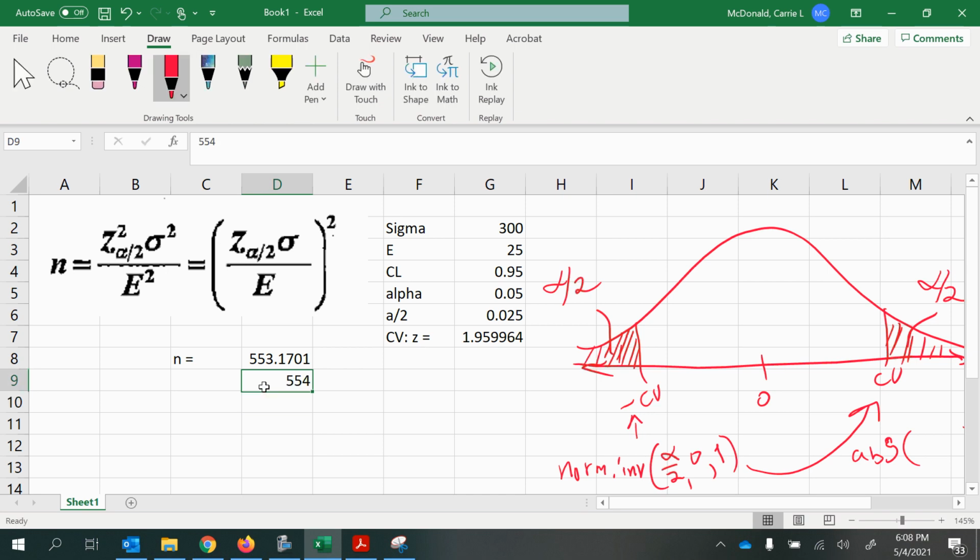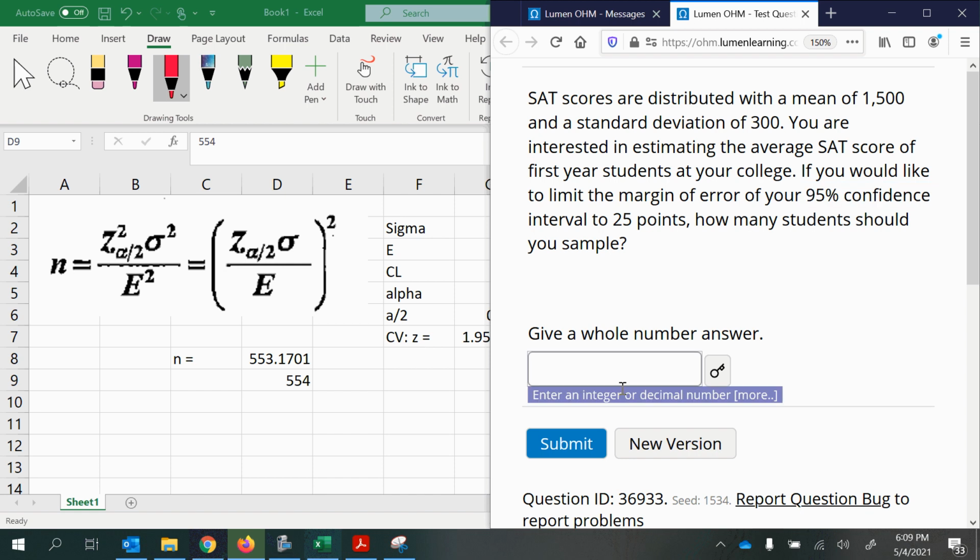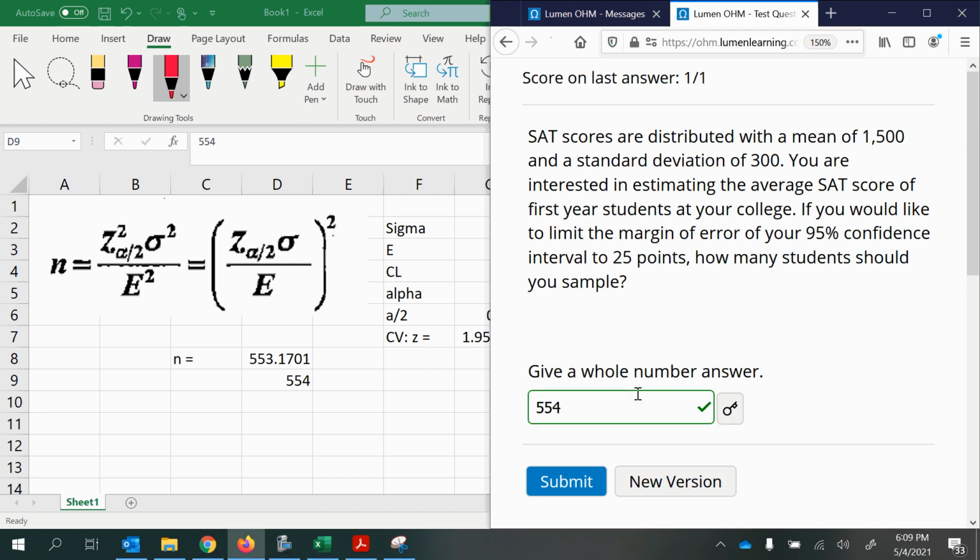And then we always round up because we want to make sure we get enough sample values. So we round up to the nearest integer, even if normally, mathematically, you would have rounded this to 553. But 554 is how many we need at the least, because the very least we need is 553.1701. And since we can't sample 553.1701 people, we're just going to have to go one up, make sure we get enough. So 554, and we're set.